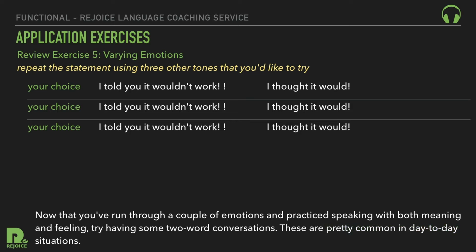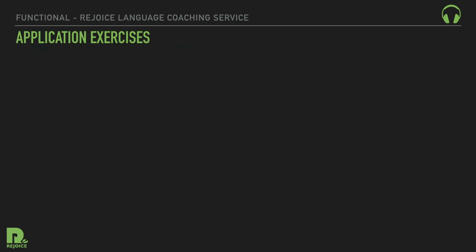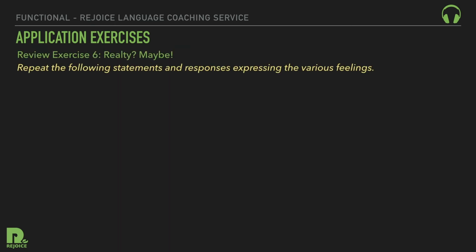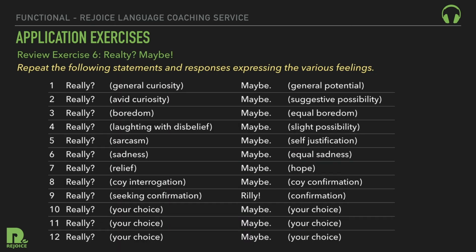Now that you've run through a couple of emotions and practiced speaking with both meaning and feeling, try having some 2-word conversations. These are pretty common in day-to-day situations. Review exercise 7. Really? Maybe. Repeat the following statements and responses expressing the various feelings. 1. Really? Maybe. 2. Really? Maybe. 3. Really? Maybe.